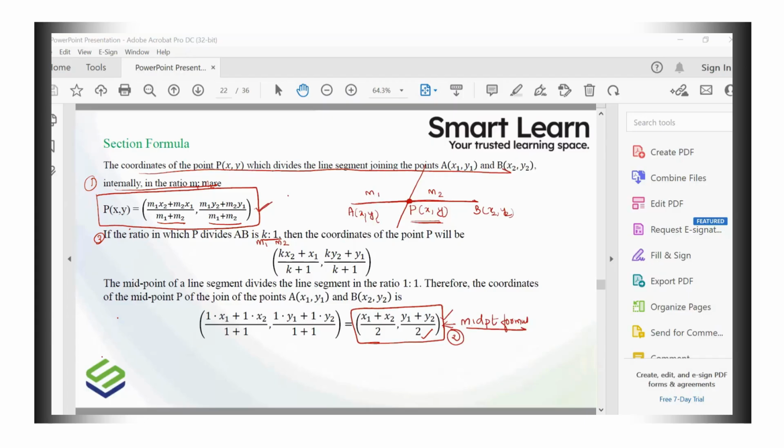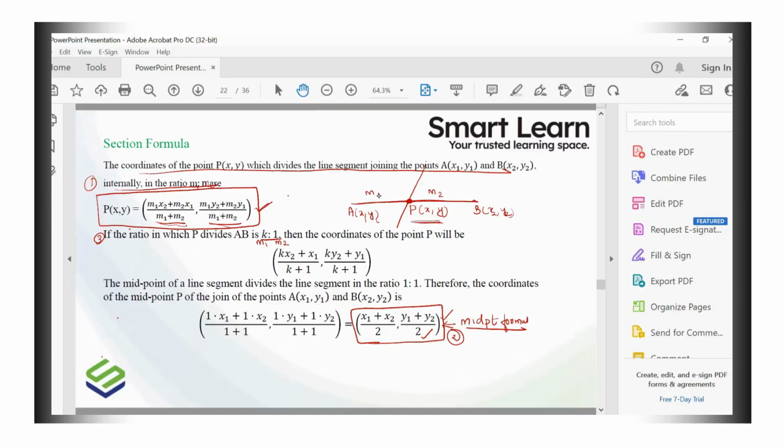Hi children. Last week we studied the second topic of coordinate geometry, that is the section formula. So what is the section formula, children? If we have a point P that divides the line segment joining AB in the ratio m1 is to m2, then our formula will be (m1 x2 + m2 x1) / (m1 + m2), comma, (m1 y2 + m2 y1) / (m1 + m2). The first one will give you the x coordinate, the second one will give you the y coordinate.